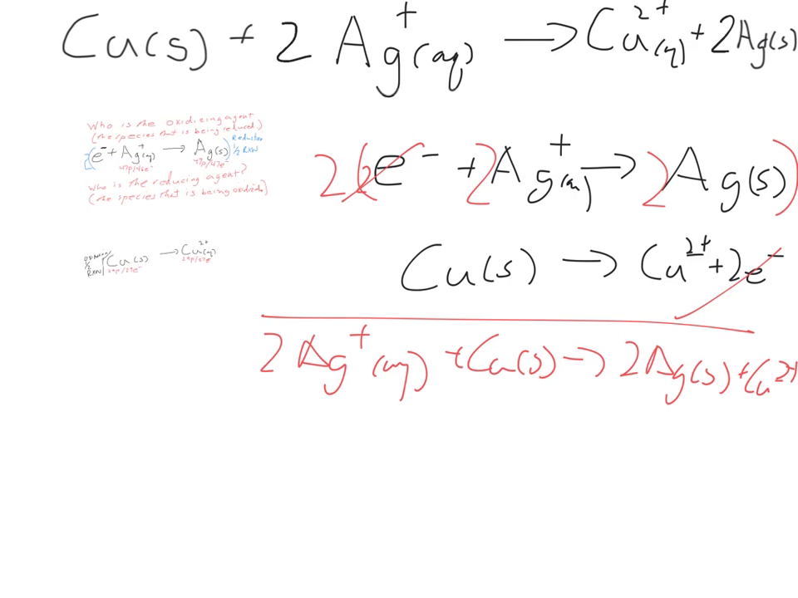Okay, so hopefully you have a good understanding of oxidizing and reducing agents, and what oxidation means and what reduction means. What we want to do now is learn a series of rules that will allow us to look at a complex equation and determine who's being reduced, who's being oxidized, who's the reducing agent, who's the oxidizing agent.